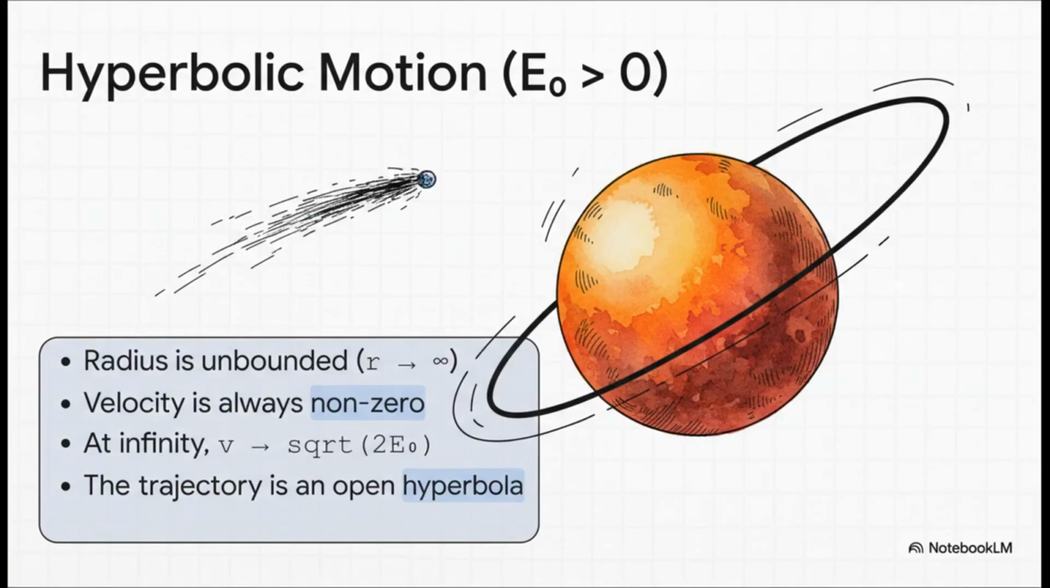Right, so for positive energy, you're unbound. Your kinetic energy is always winning the tug-of-war against the potential energy. As you fly away and r goes to infinity, the potential energy term, minus GM by r, goes to 0. This means that all that initial total energy, E naught, gets converted into pure kinetic energy, leaving you with a final constant velocity as you coast off into deep space.